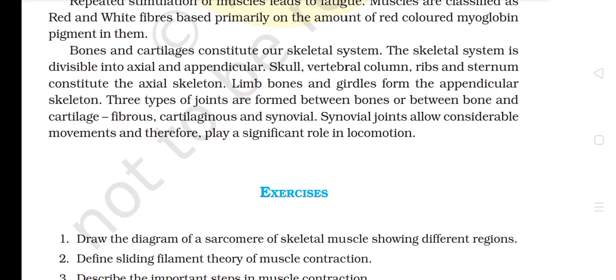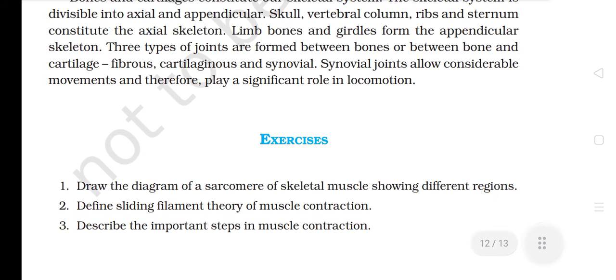Bones and cartilages constitute our skeletal system. The skeletal system is divisible into axial and appendicular. Skull, vertebral column, ribs, and sternum constitute the axial skeleton. Limb bones and girdles form the appendicular skeleton. Three types of joints are formed between two bones or between bone and cartilage: fibrous, cartilaginous, and synovial. Synovial joints allow considerable movements and therefore play a significant role in locomotion.